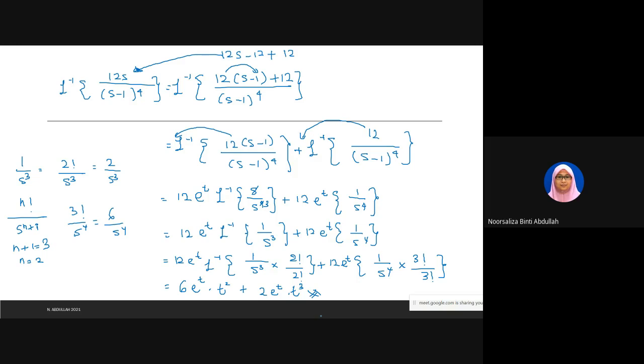Ada soalan? Okay, faham. Faham tak? Okay, so kalau faham, saya stop dekat sini dulu boleh? Kita sambung hari Rabu.